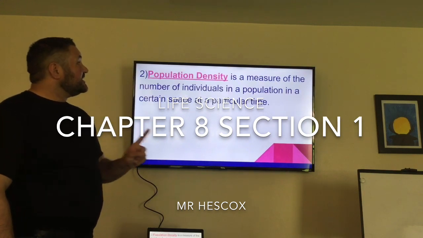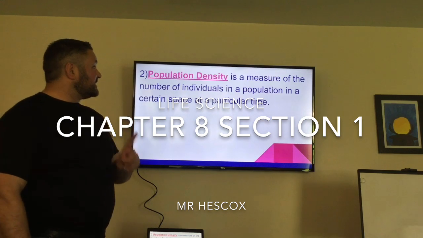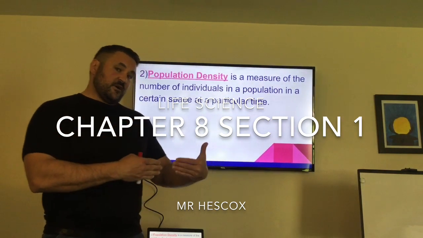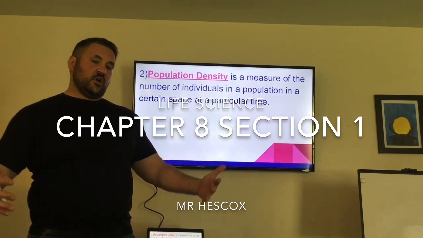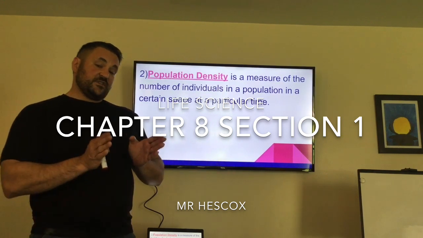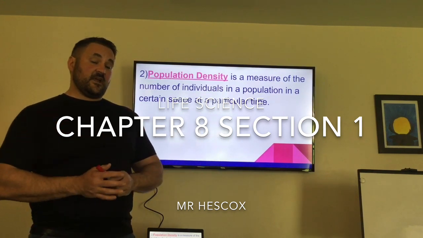Population density is a measure of the number of individuals in a population in a certain space and time. We, here in Bellwood, have a much lower population density than Altoona does. The houses are much tighter. There's a lot more people living in a smaller area.